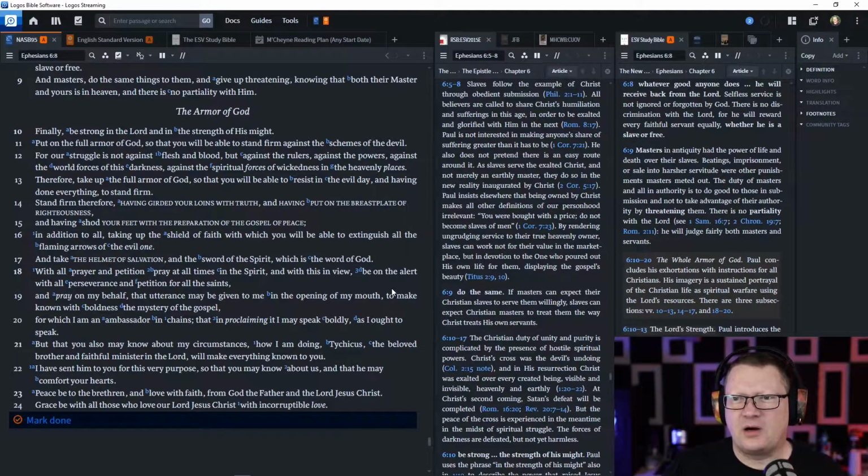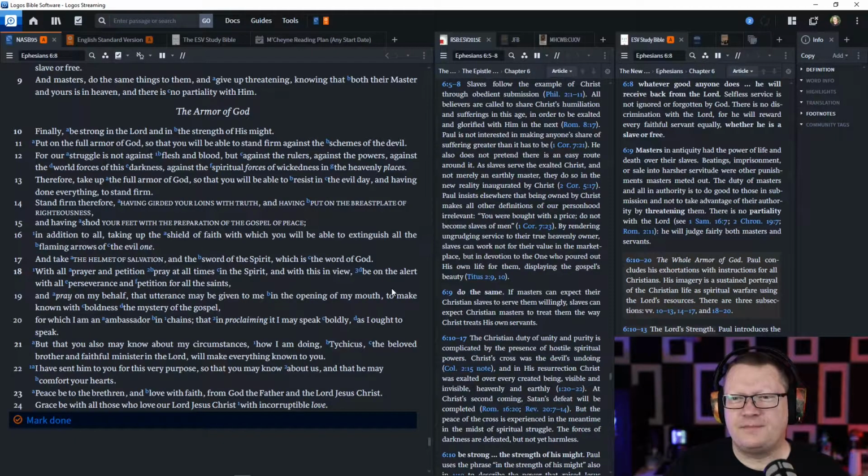Stand firm, therefore, having girded your loins with truth, having put on the breastplate of righteousness, having shod your feet with the preparation of the gospel of peace. In addition to all, taking up the shield of faith, with which you will be able to extinguish all of the flaming arrows of the evil one. And take the helmet of salvation and the sword of the Spirit, which is the word of God.